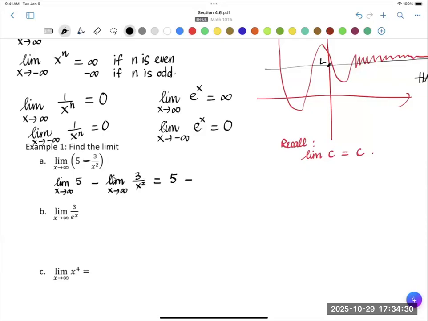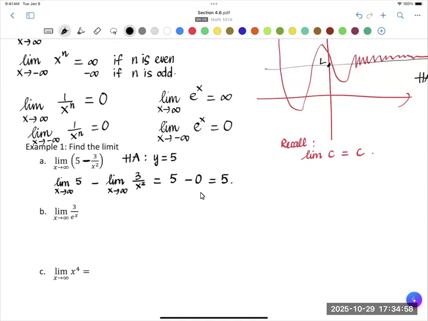Minus, what about this? What is the limit as x approaches infinity of 3 over x squared? The denominator is getting really, really big, and the numerator stays the same, so it's going to be 0. So the answer will be 5. So we can conclude that there's a horizontal asymptote at y equals 5 for this function.